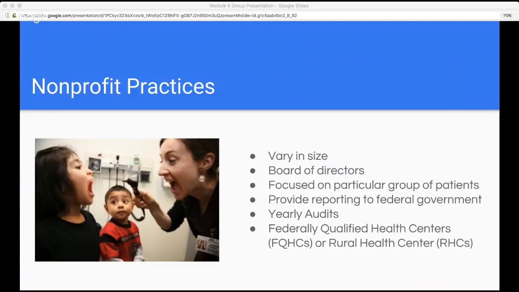If the nonprofit is part of the federally qualified health centers or rural health centers, they are required to provide reporting to the federal government and have yearly audits of services performed. If the nonprofit is part of the FQHC or the RHC, they can receive grants from the federal government and increased reimbursement rates to expand care.